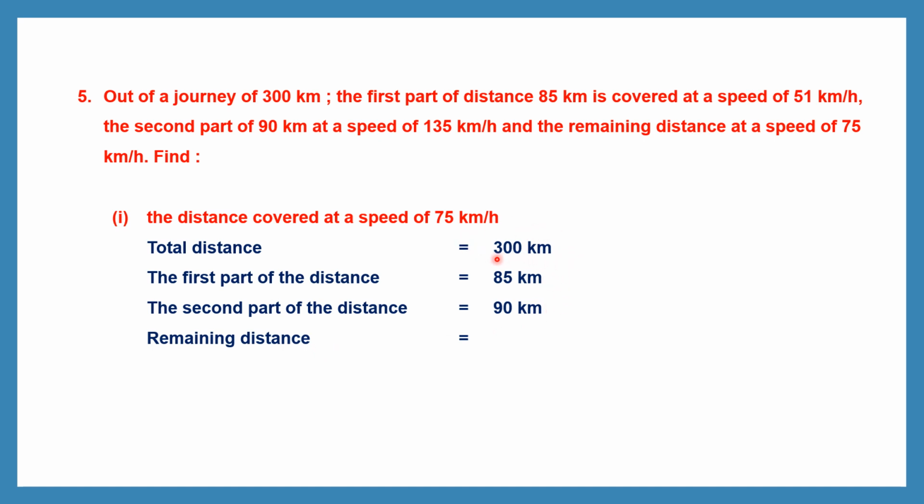That means we have to add up these two first and subtract it from 300. So that will be 300 minus, now we have to add up 85 kilometers plus 90 kilometers. So let's do this calculation. So this is 300 kilometers minus 85 plus 90. 85 plus 90: 5, 8 plus 9 is 17.